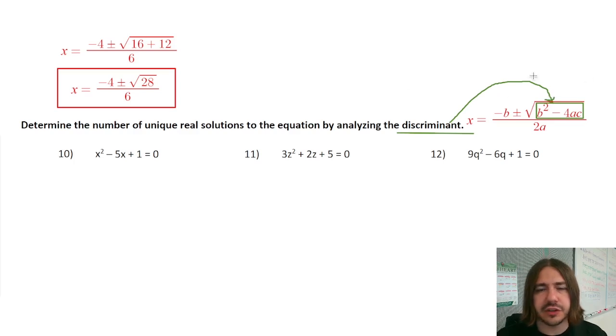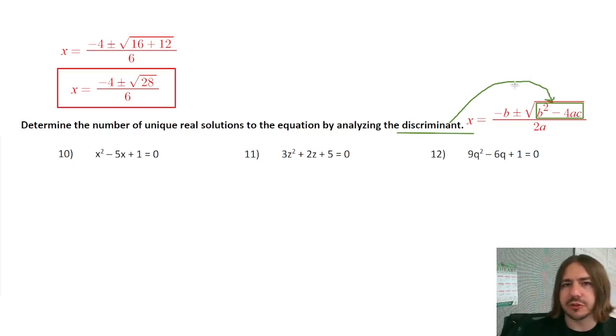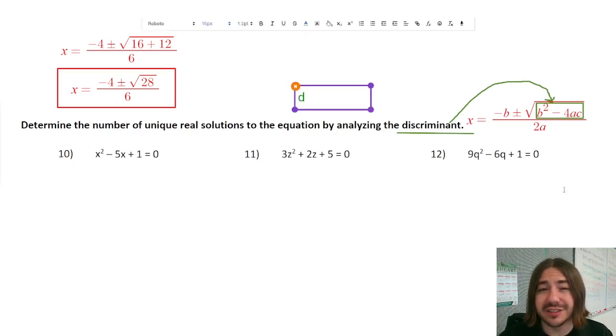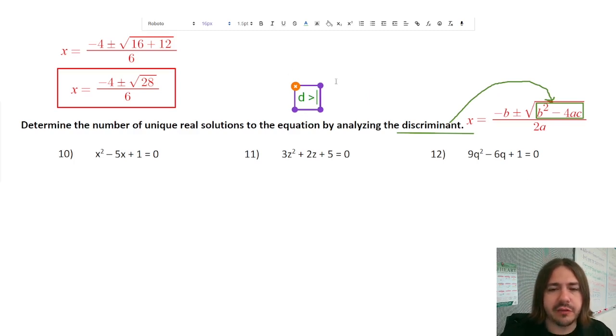Okay, that's what's going to determine how many unique real solutions you have. If this number is positive, maybe I'll just take a minute to write this down, and I'll just call it the discriminant D for brevity's sake. If the discriminant is positive, then you'll have 2 solutions. If the discriminant is negative, you'll have 0 solutions.